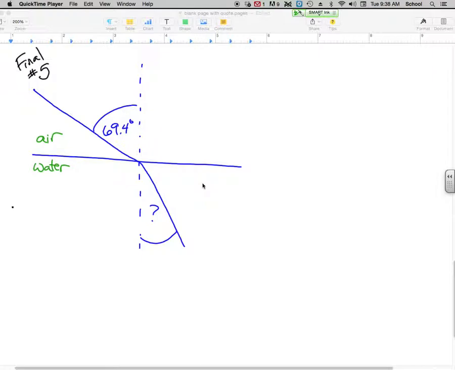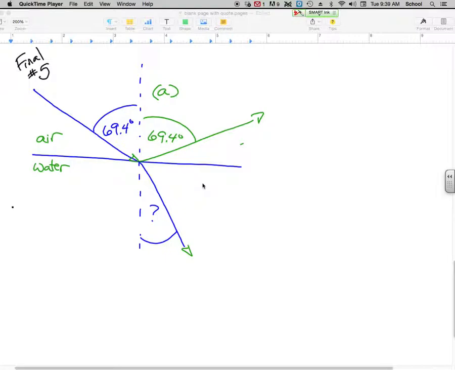So what happens is, of course, it says some of the light is reflected, so this is going to be the angle of reflection, and some of it is refracted. It comes into the new substance. So the reflected angle, this is going to be part A. The angle of reflection, of course, is angle in equals angle out. So if it came in at 69.4, it's coming out at 69.4. So it can't get much easier than that.